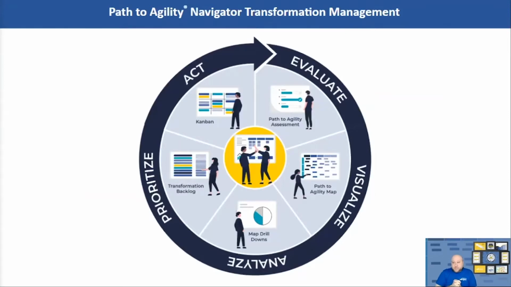So this diagram has a number of different slices. And the first one that I want to drill in on is evaluate, which is where we would do the Path to Agility assessment.